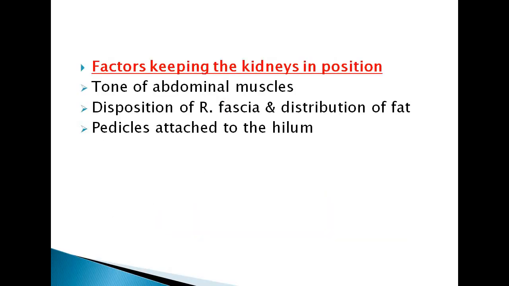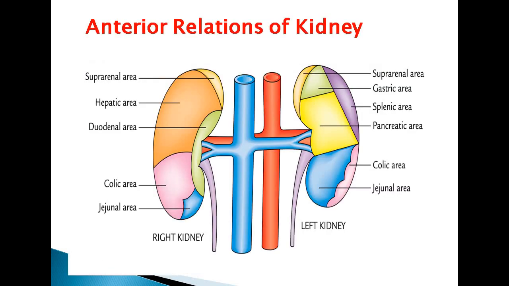So what are the factors that keep the kidney in position, or in other words, what are the supports to the kidney? The pressure exerted by the surrounding viscera, which is maintained by the tone of the abdominal muscle. So first, tone of the abdominal muscle is the most important one. Next is the disposition of the renal fascia, which we have already seen, and the distribution of the fat surrounding the kidney also gives support to the kidney. And lastly, the pedicles attached to the hilum, that means the renal vessels and the ureter or the renal pelvis that is attached to the hilum, will also provide support to the kidney, as the kidney moves with respiration to the extent of 1.5 to 2.5 cm.